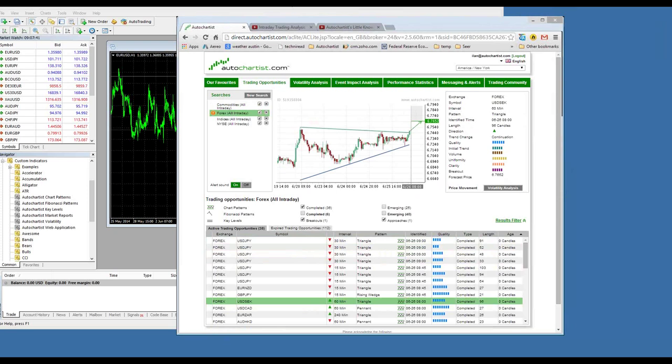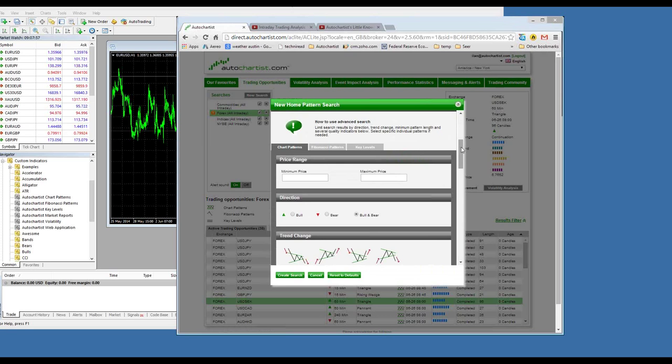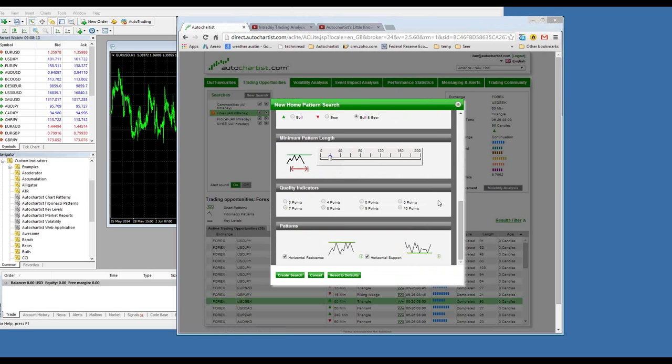All right, so he has a question. Under the advanced search, at key level, there is a quality indicator section such as 3-point and 4-point, etc. What does it mean and how does it work? Who's that question from? I see it's from Thomas. Okay, Thomas, you're looking at the advanced section over here under key levels. You're seeing the quality indicators, 3, 4, 5, etc. points up to 10 points.